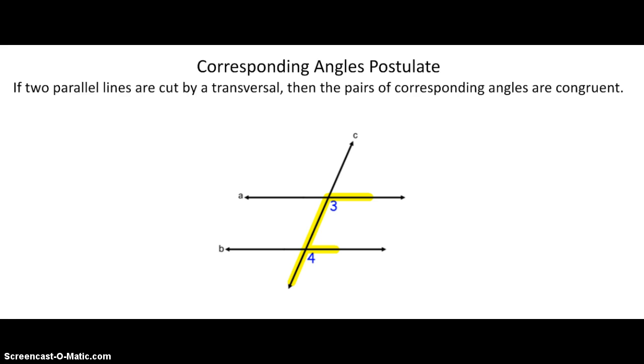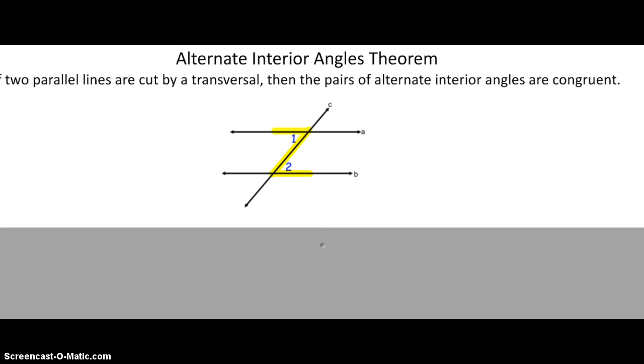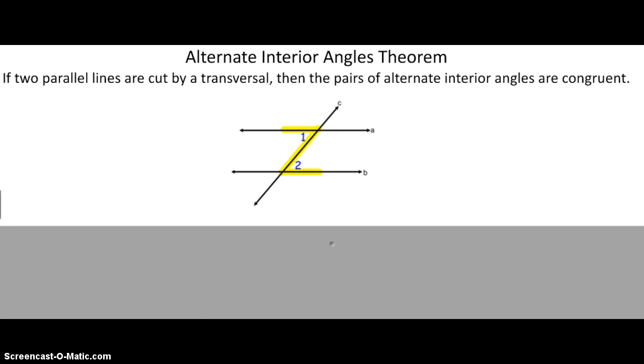But our next one that we talk about here is a theorem. Okay, so this is the alternate interior angle theorem, and this theorem states that if 2 parallel lines are cut by a transversal, then the pairs of alternate interior angles are congruent. It is a theorem, so this theorem is actually proven based upon different definitions and postulates, and actually the corresponding angle postulate is going to help us prove this.